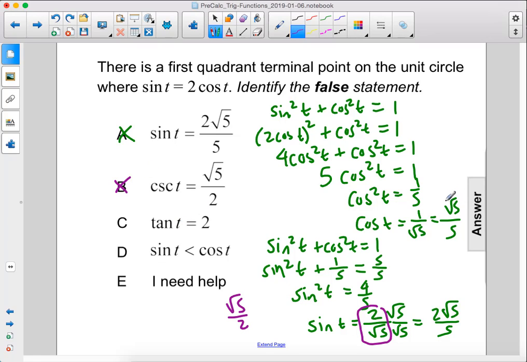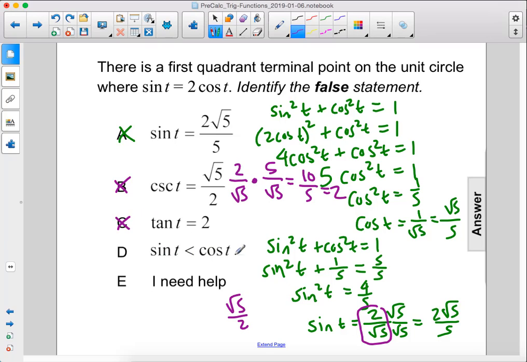Tangent. So let's take our cosine and our sine, and we'll divide sine by cosine. So sine is 2 over the square root of 5, and we'll divide it by square root of 5 over 5, but we can really just multiply it by the reciprocal, which is 5 over the square root of 5. So that is 10 over 5, simplifies to 2. So this is also true.